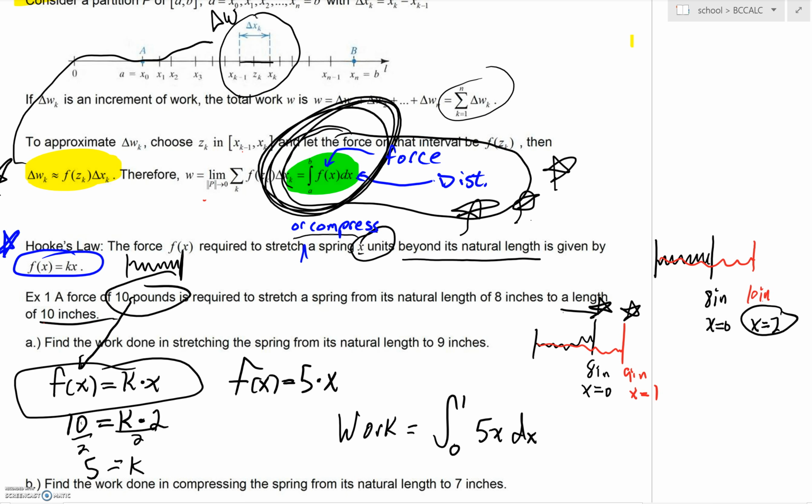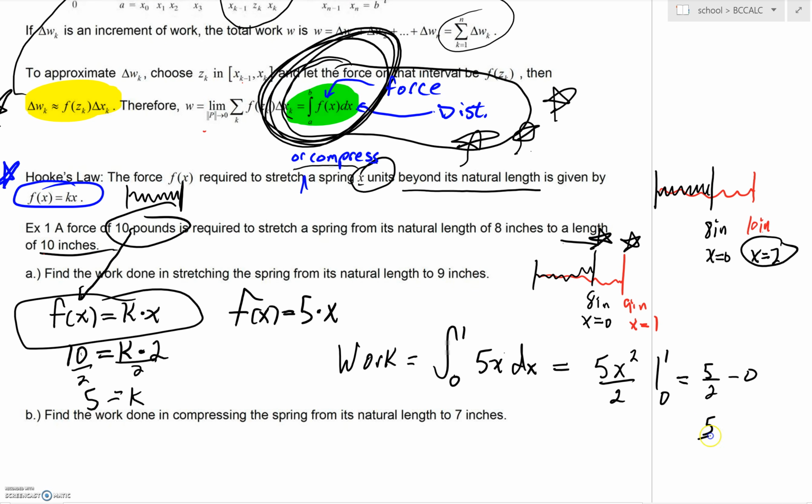So, look, it's silly to even try to use an fnInt here. Look, we're going to bump our power up 1 step to 2, divide by 2, and very quickly finish with the fundamental theorem. When we plug in a 1, we just have 5 halves minus 0. Well, what units do we have? It's inch pounds. So 5 over 2 inch pounds of work.